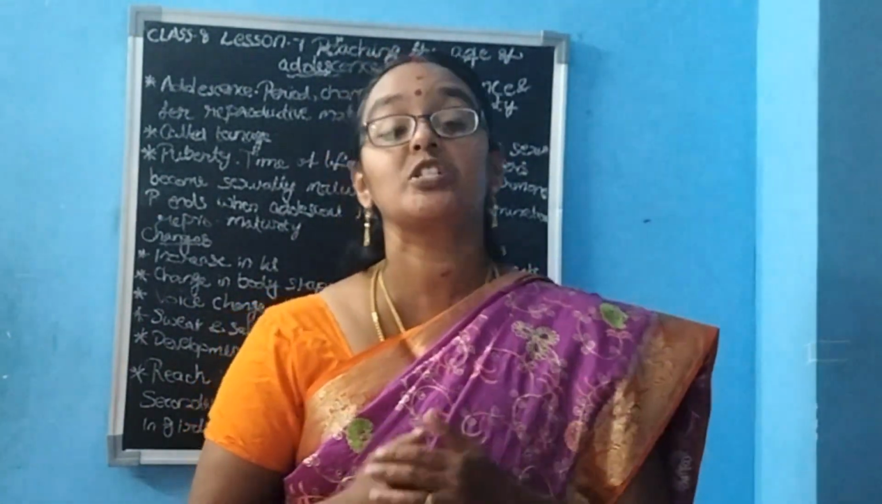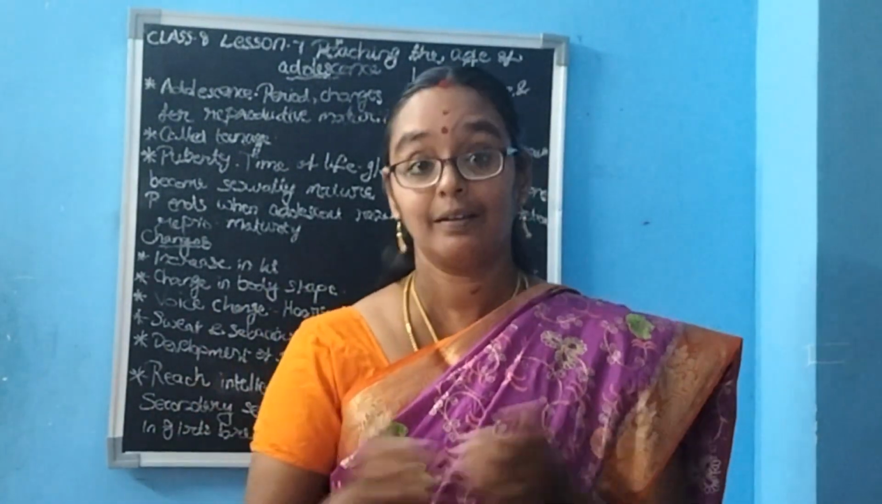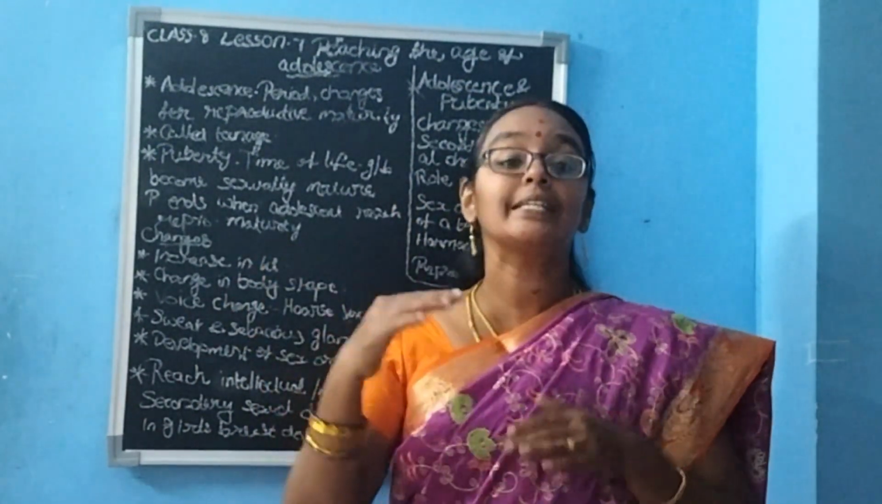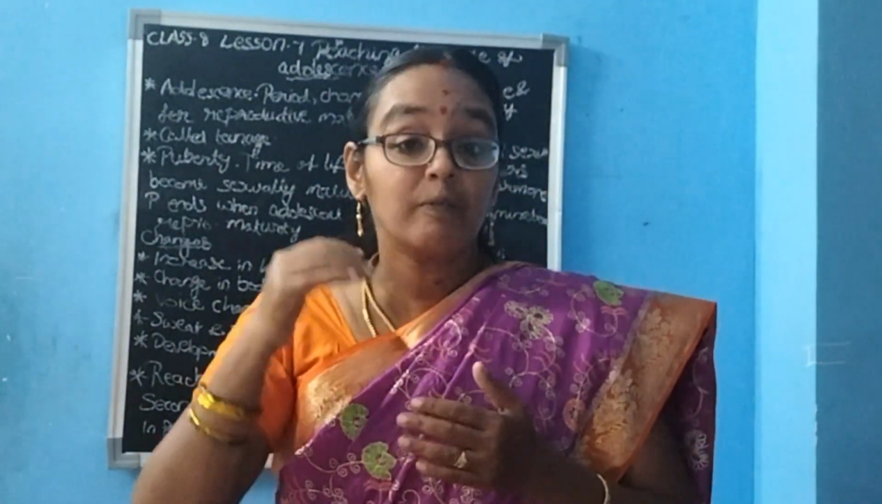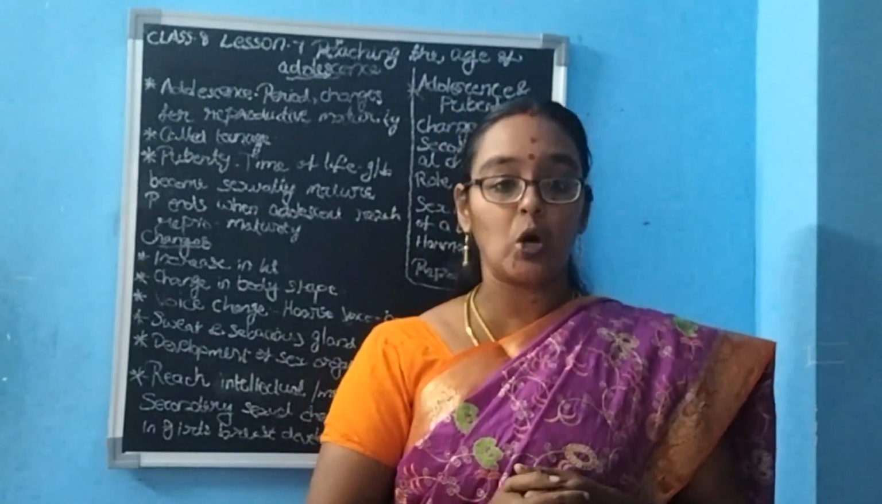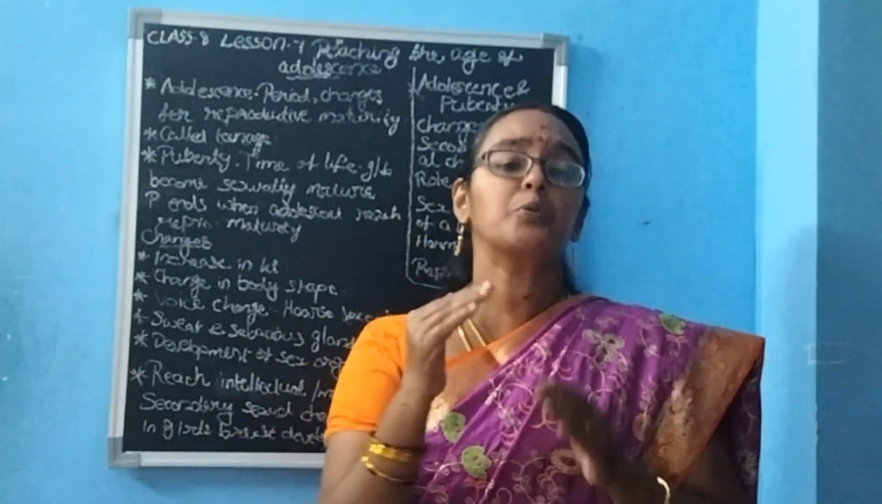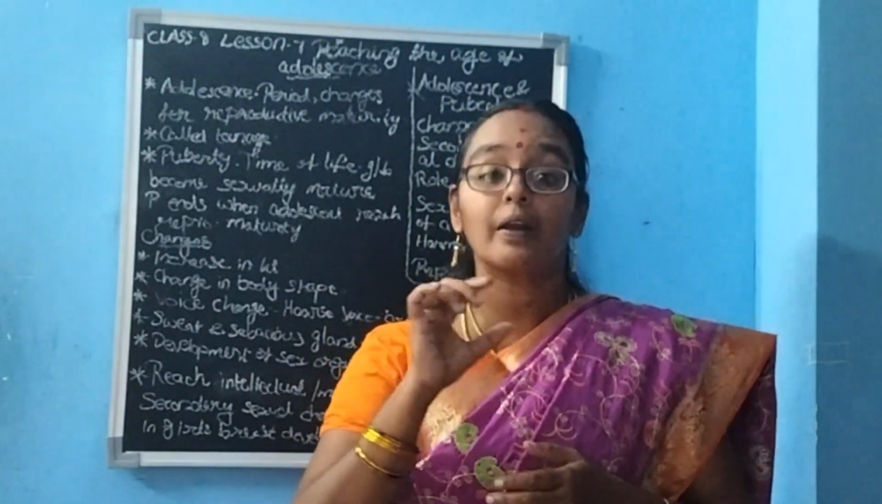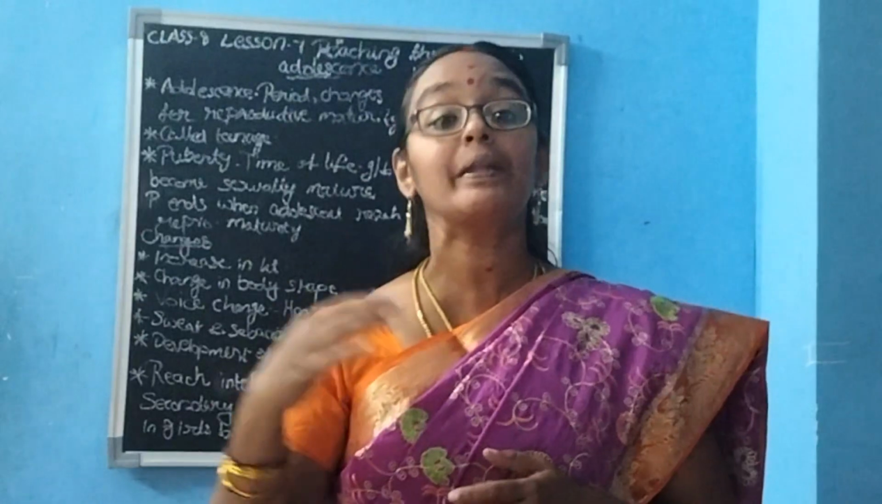What are the changes which are happening? We have to discuss all this. The change is increase in height. First one, the height will be much more increased. Normally in a child, the height will increase, but to a normal extent. But when you are reaching the stage of adolescence, the height increase will be much more visible. Visibly it can be seen.